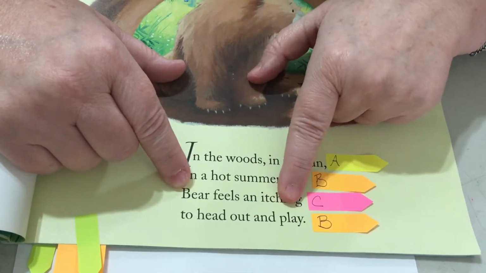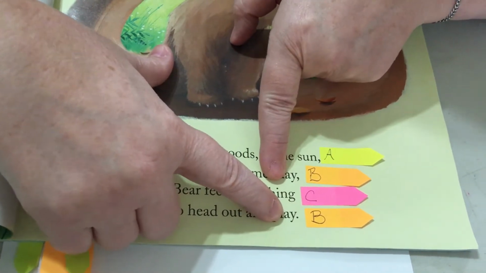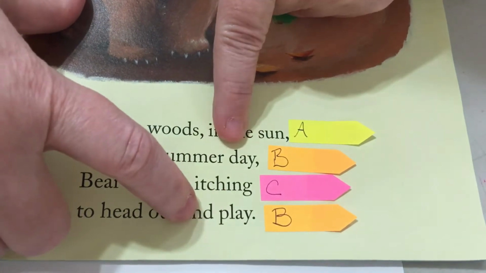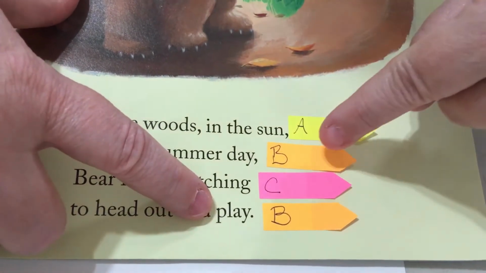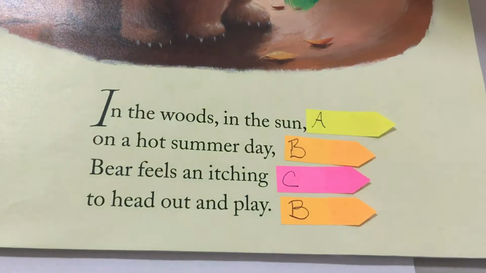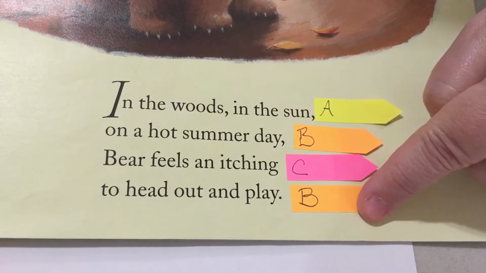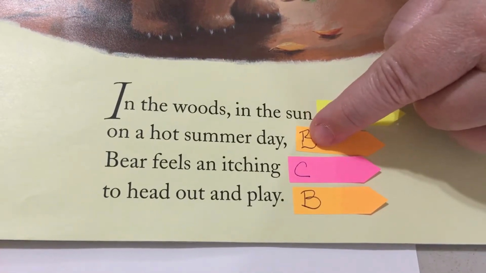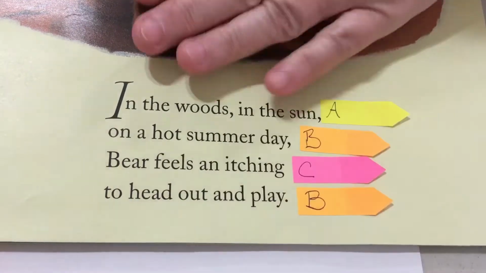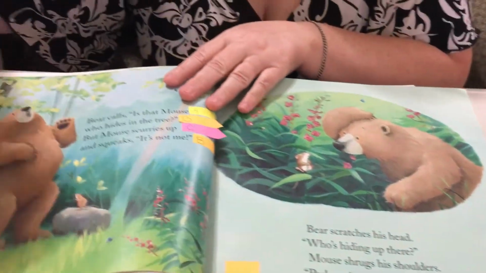To head out and play, well, that play and day both end in A-Y. They end with the sound A. Day, play. So we have B, and then the B is repeated. So what we call this type of poetry is ABCB. Do you see that? Because the B sound is repeated at the end. Okay, so let's find some more of that pattern in the book that the author uses.